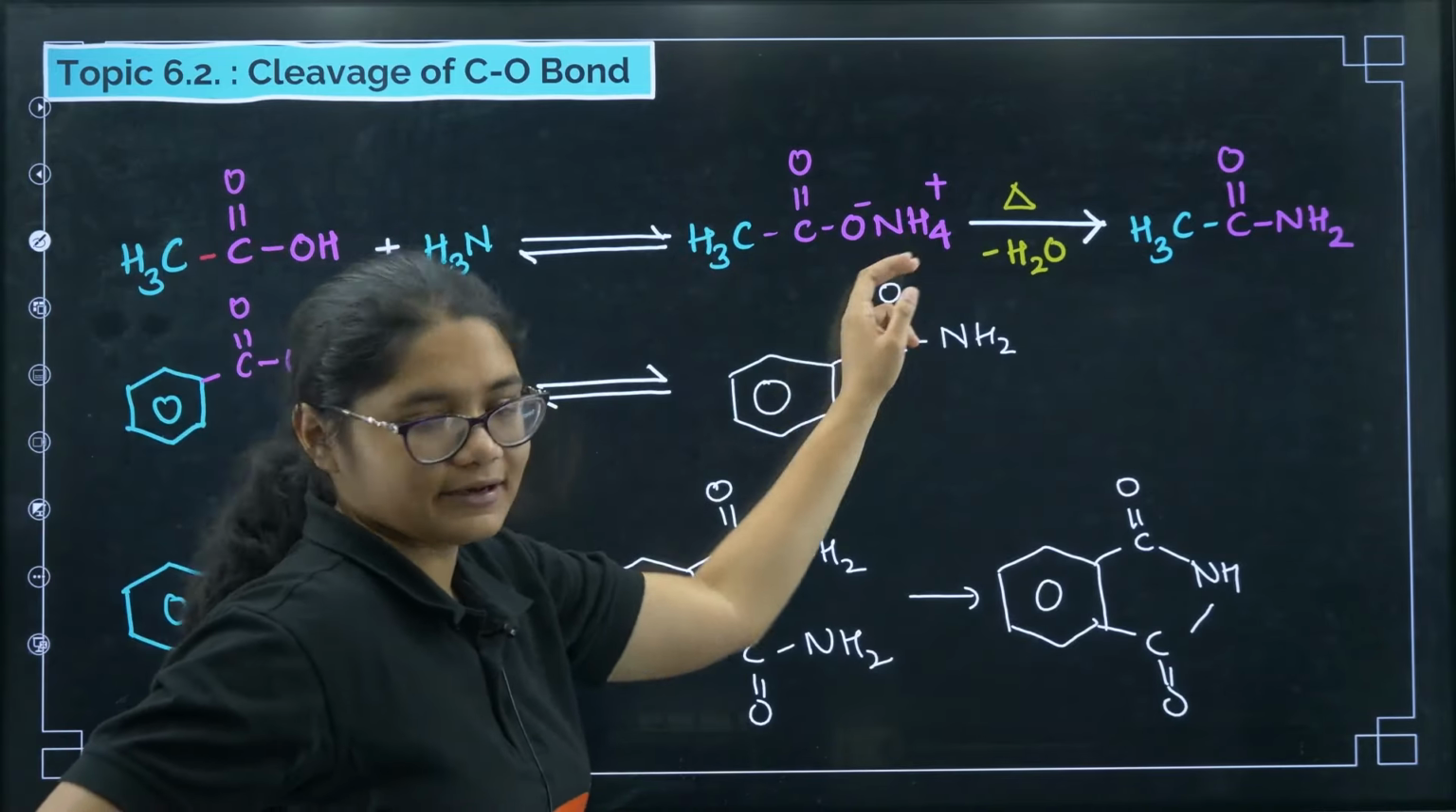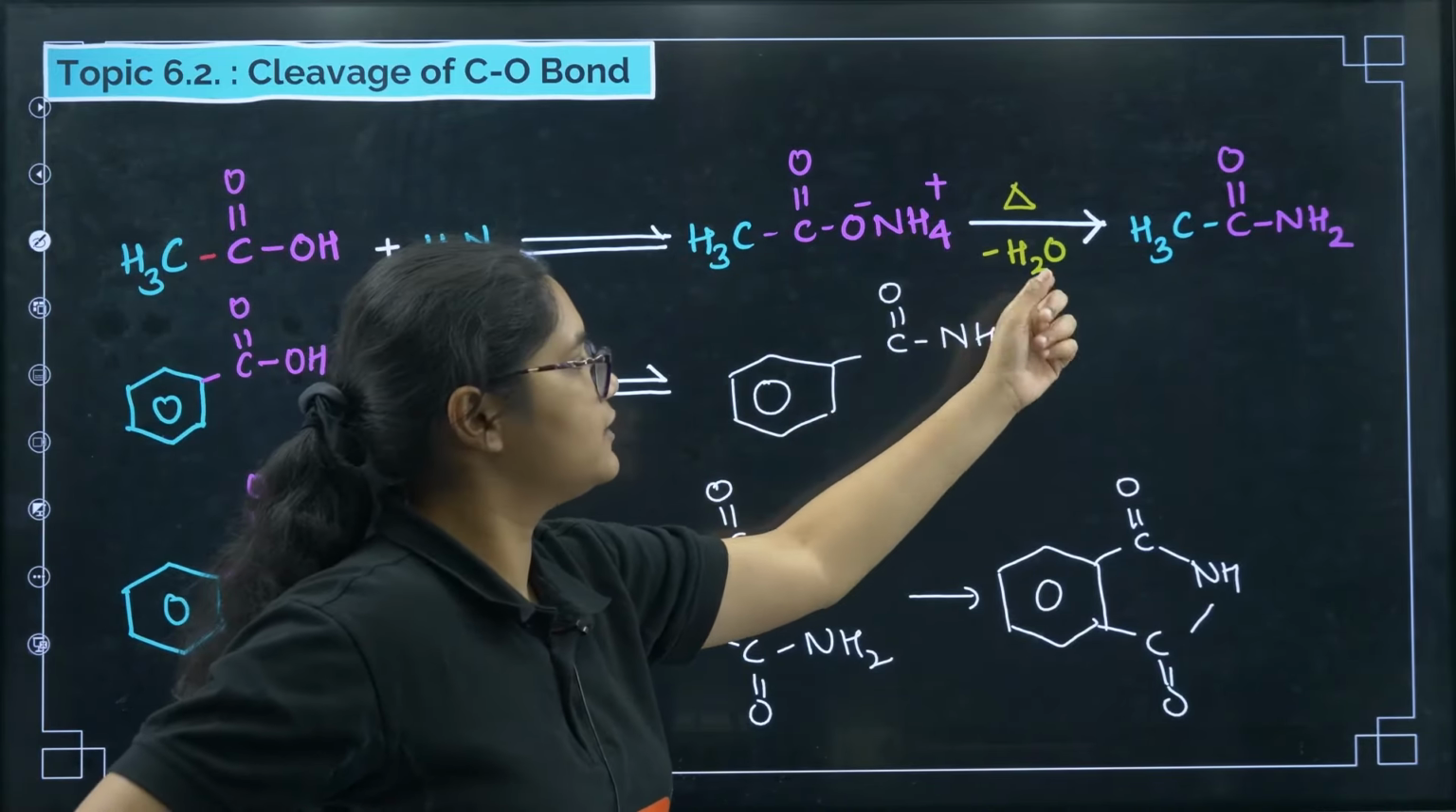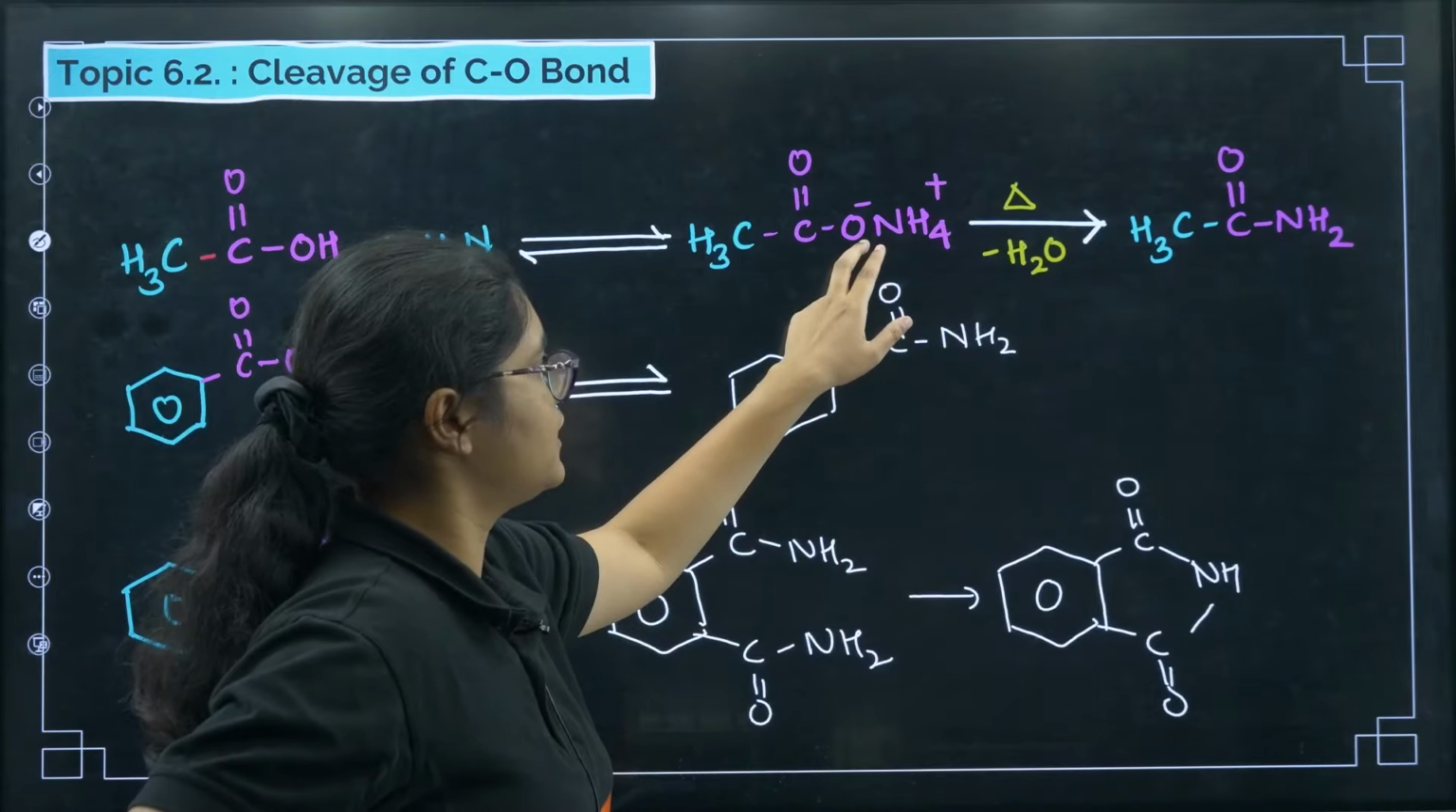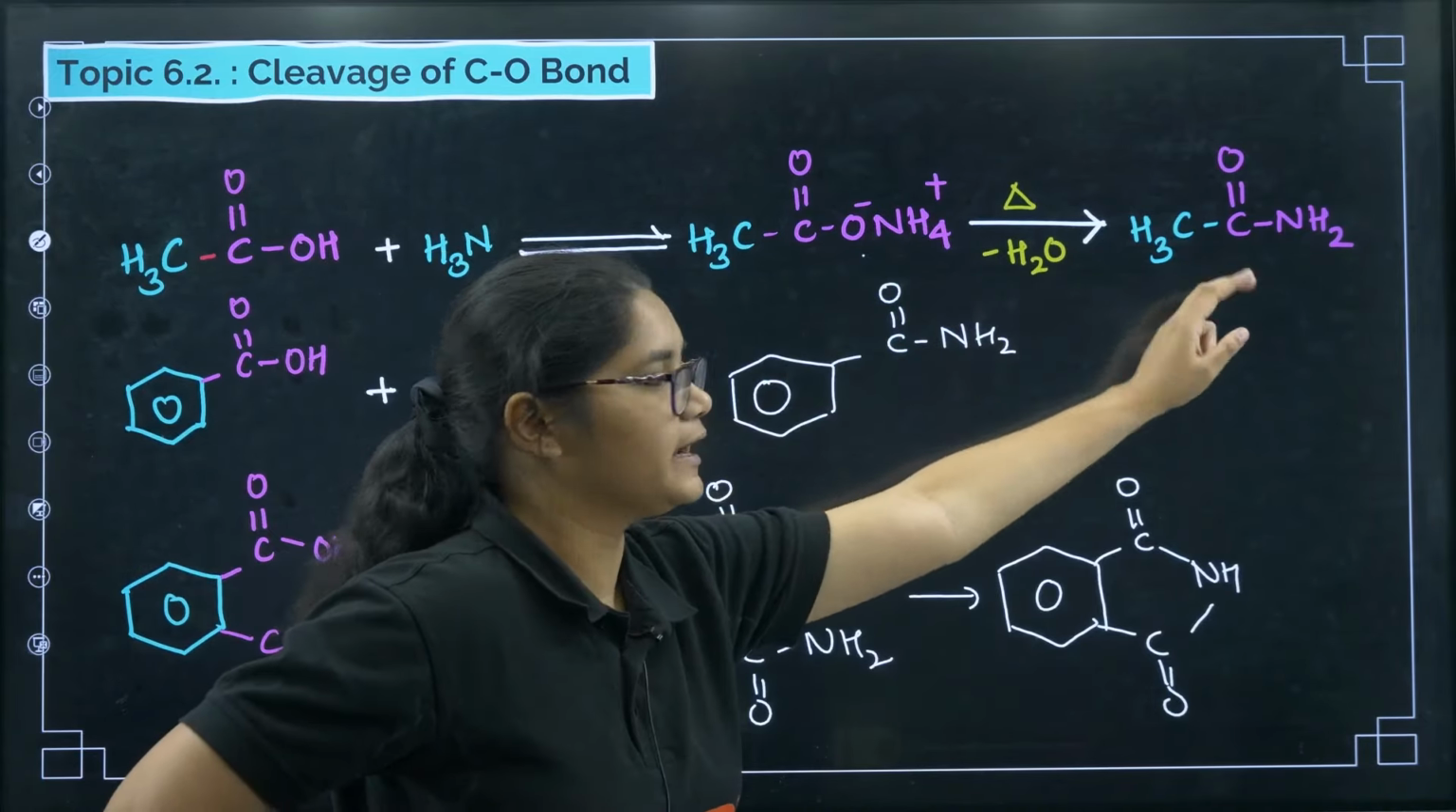So we will get a salt like this. Then you have to heat it and water will form. Then what will happen from here? H2O will come out and we will get an amide here.